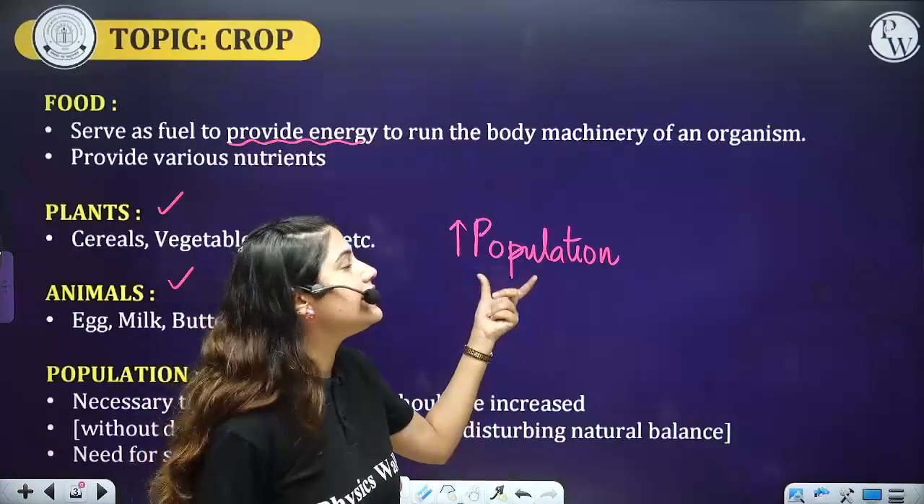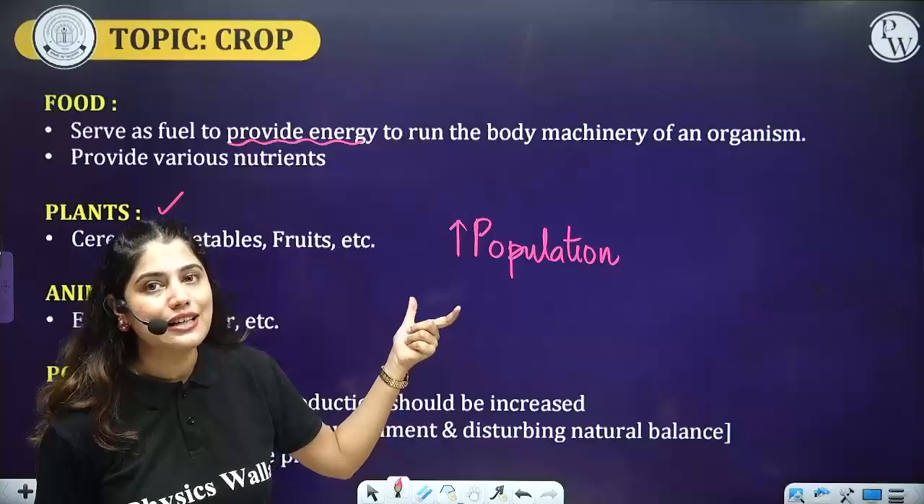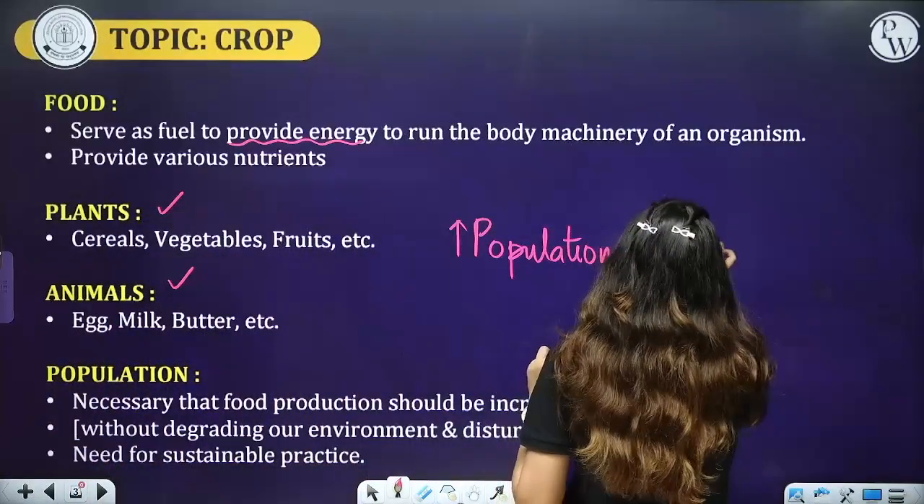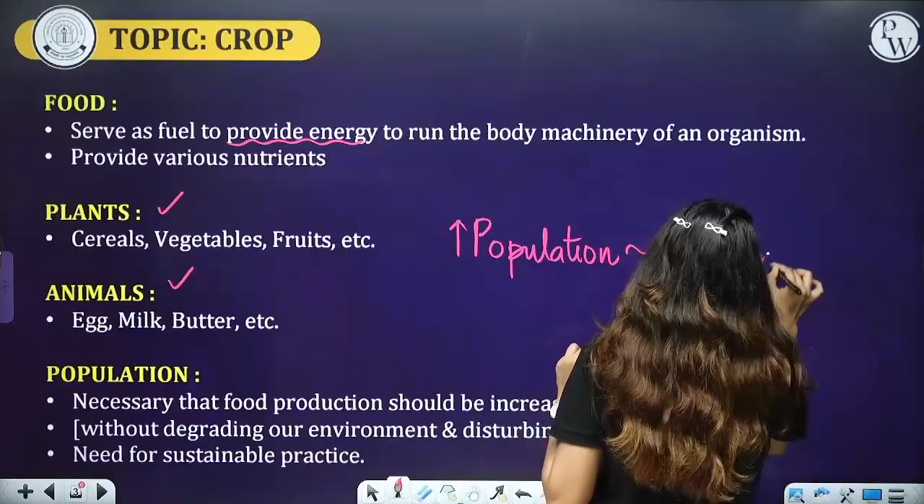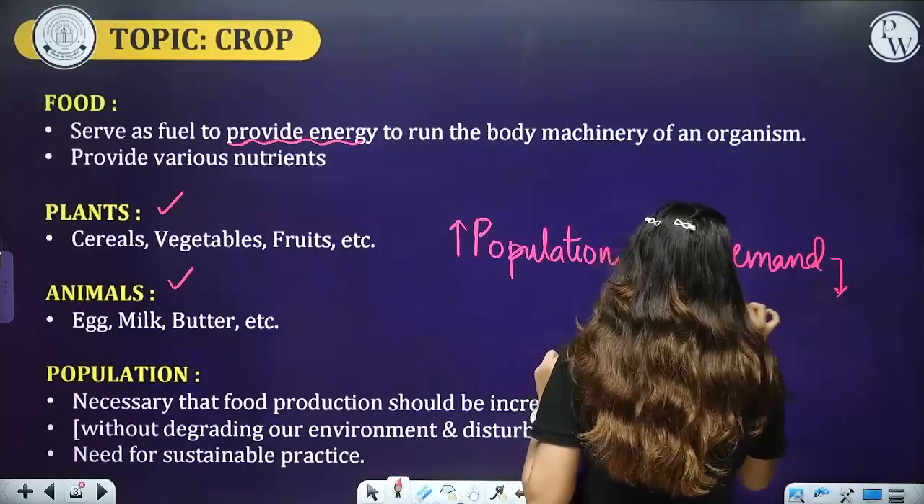Similarly, if the population is increasing, so as to satisfy their demand, I have to make sure that I am increasing the production. I am increasing the food production.